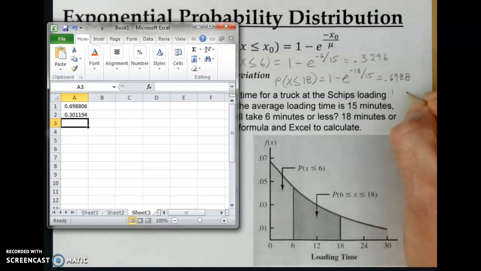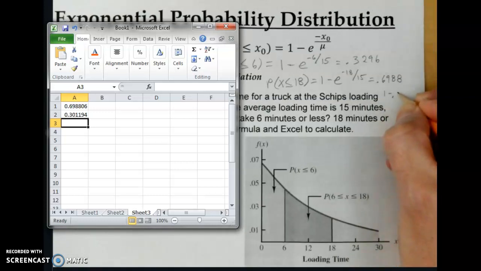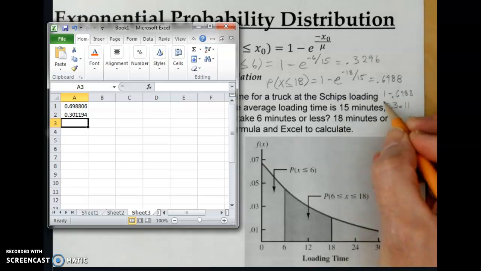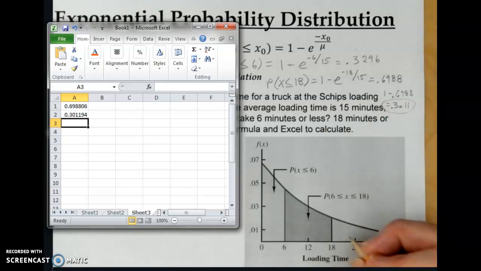So 1 minus 0.6988 equals 0.3011. So that becomes our answer. That's this area here, right?